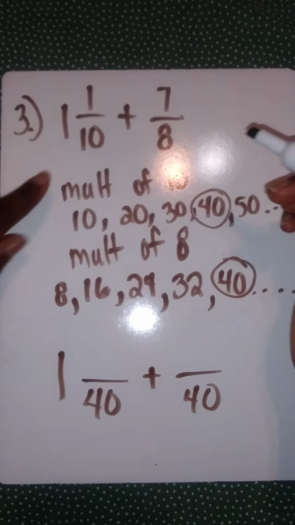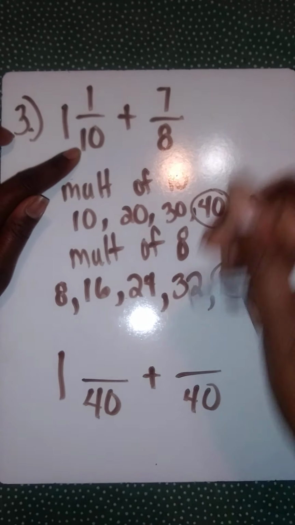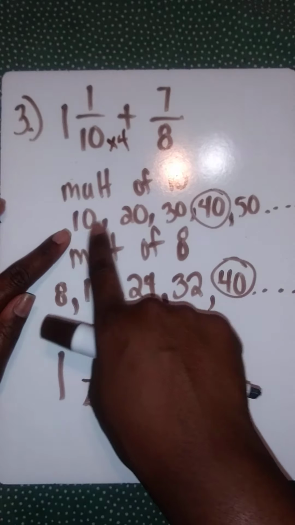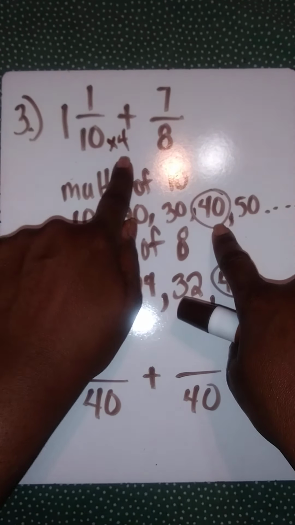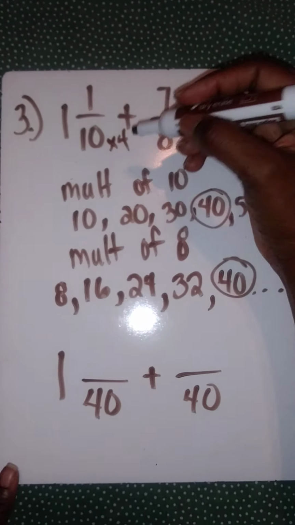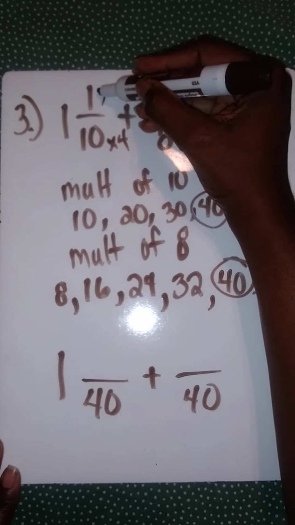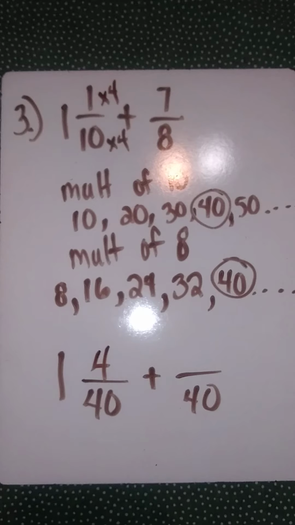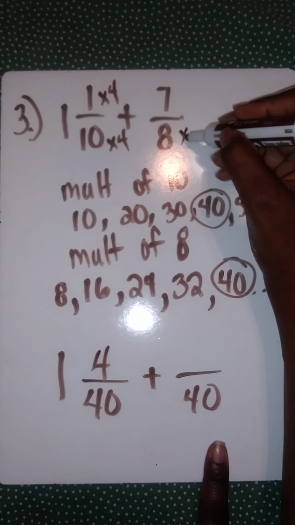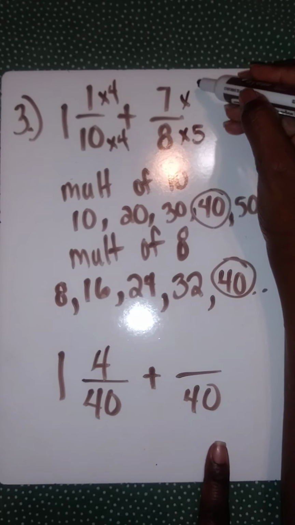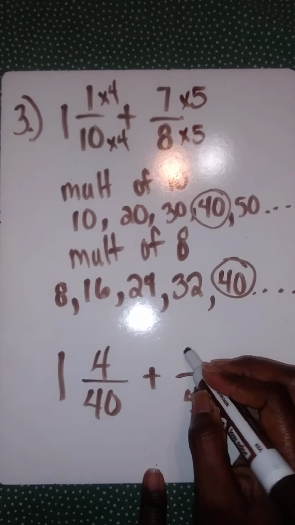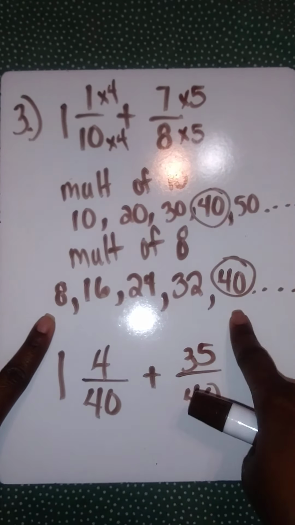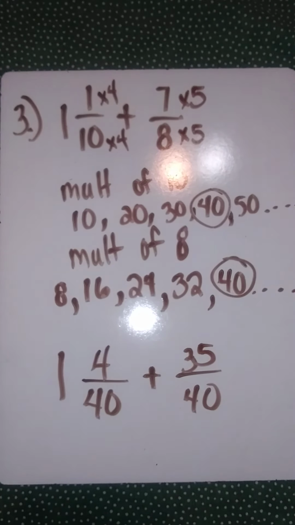So ask yourself, 10 times what gave you 40? I know that 10 times 4 is 40. Or I can look at my multiples. I got 1, 2, 3, 4 numbers. So that's where I got that 4 from. Since I multiply this denominator by 4, I need to multiply this numerator also by 4. I know that 8 times 5 gives me 40, so I multiply this 7 by 5, and that's 35. And again, I can count 1, 2, 3, 4, 5, and that's where I got this 5 from.